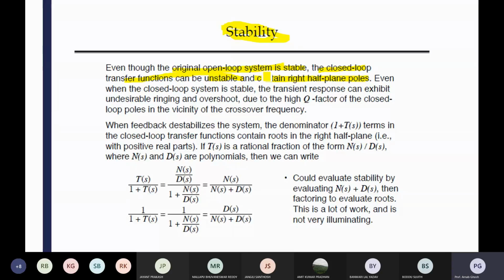Even when the closed loop system is stable, the transient response can exhibit undesirable ringing or overshoot. It totally depends upon your parameter determination. Your system is stable, but if you plot the step response, you can see in the initial phase a lot of transients, meaning oscillations, huge overshoot, huge undershoot. Then it maintains the steady state value after a certain point. Overshoot may be in the range of 100% of your set value.